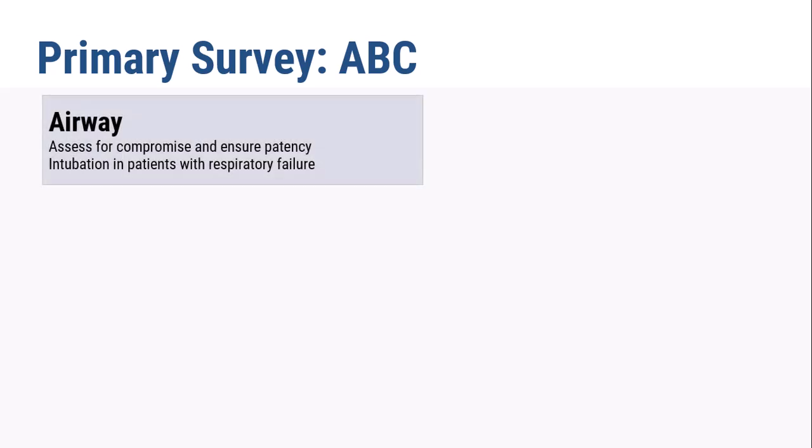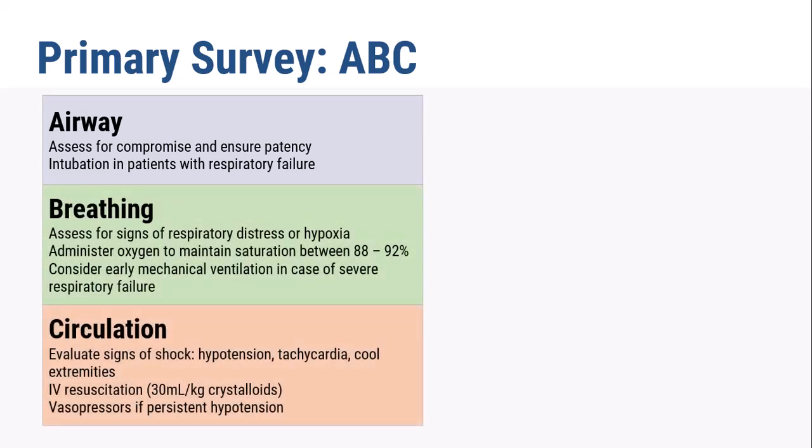When assessing any critically ill patient, we must remember the ABCs: airway, breathing, and circulation. Ensure the airway is patent, especially if there is respiratory compromise. In severe cases, intubation may be necessary. Assess breathing, looking for respiratory distress or hypoxia, administer oxygen to maintain oxygen saturation levels between 88 and 92%, and consider early mechanical ventilation for those with respiratory failure.